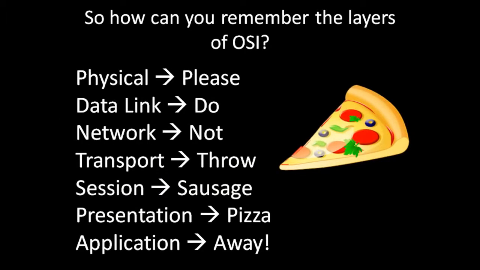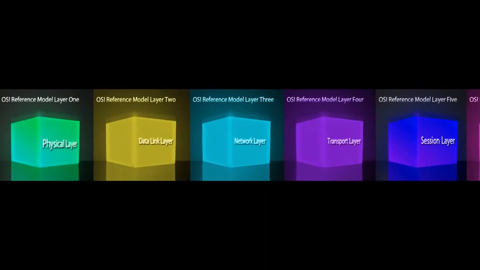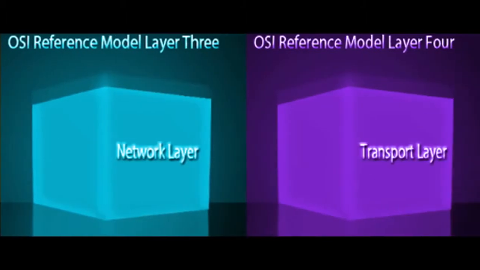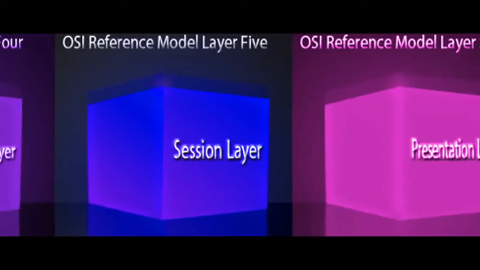So how can you remember the layers of the OSI? Just remember, please do not throw sausage pizza away. Physical, data link layer, network, transport, session, presentation, application. Now let's look at the 7-layer OSI reference model.